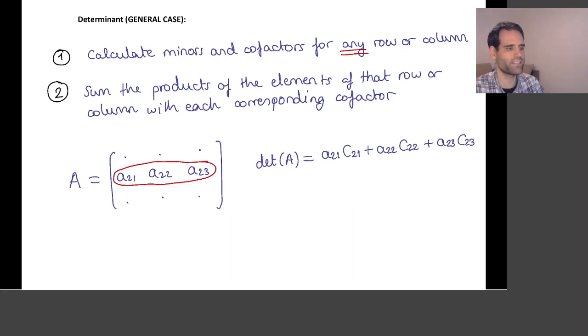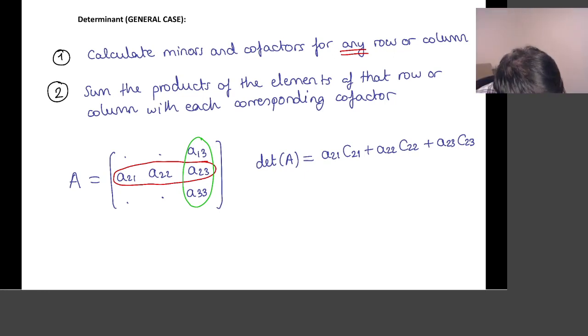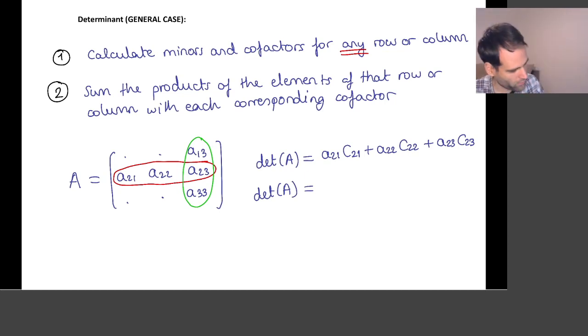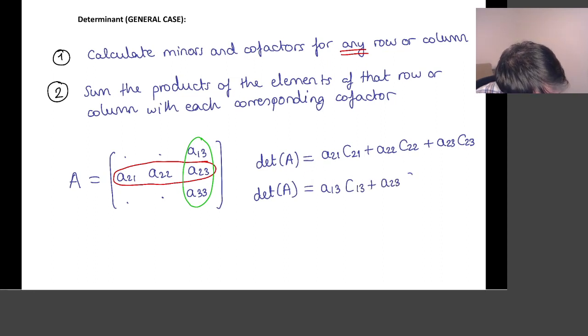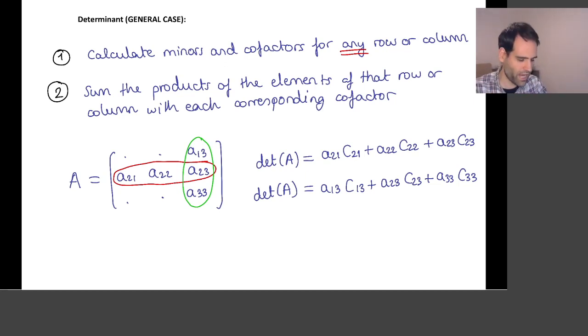Now let's say that instead of choosing that second row, you chose the third column. The elements of the third column are a13, a23, and a33. Then you would calculate the 3 cofactors corresponding to that column, and you could calculate the determinant of A as the sum of the products of the corresponding elements with the corresponding cofactors. So a13 C13 plus a23 C23 plus a33 C33, and that will also give you the determinant. Whichever row and whichever column you choose, the answer is always going to be the same when you do this operation, and that's going to be the determinant of the matrix. Okay? So in the next video, I can show you an example.